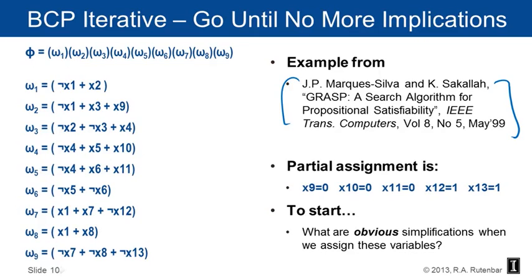And omega 1 is not x1 plus x2, omega 2 is not x1 plus x3 plus x9, omega 3 is not x2 plus not x3 plus x4, omega 4 is not x4 plus x5 plus x10, omega 5 is not x4 plus x6 plus x11, omega 6 is not x5 plus not x6, omega 7 is x1 plus x7 plus not x12, omega 8 is x1 plus x8, omega 9 is not x7 plus not x8 plus not x13. Gosh, it's not easy to tell if these things are satisfiable, is it?